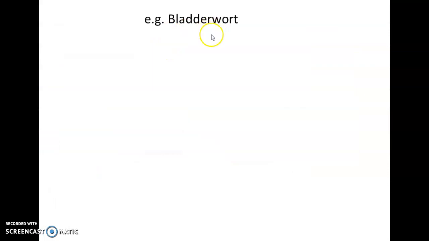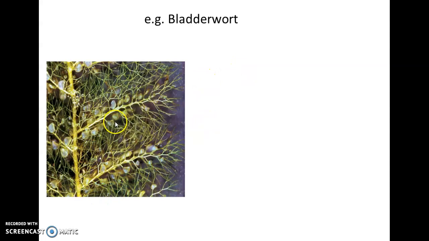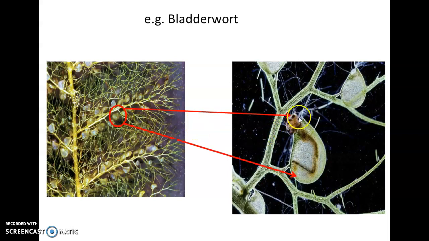Next example, bladderwort. Bladderwort is also a rootless aquatic insectivorous plant. The leaves are modified into a bladder-like structure. Each bladder is supplied with a valve which opens in the inward direction. The inner wall of the bladder bears several digestive glands. When an insect comes near the bladder, it stimulates and triggers the hairs around the entrance. This opens the trapdoor and the insect gets sucked in, where it gets digested inside the bladder.